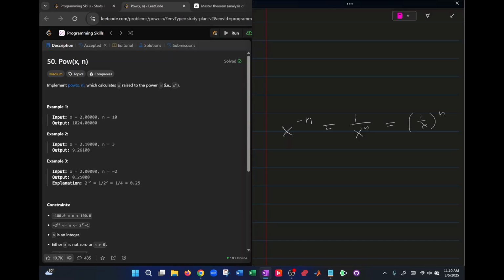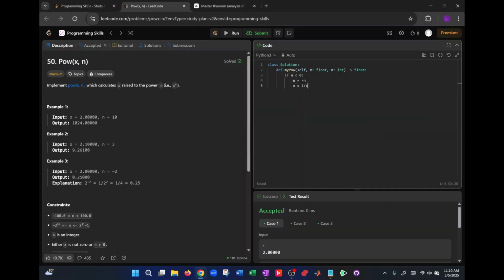Well, we don't even need this. So basically, we can flip the sign of n and put x in the denominator. That's what we're doing here if n is negative, because we want n to be positive. Then we just start with our result being 1, and then we multiply result by x n times. And we just return the result.